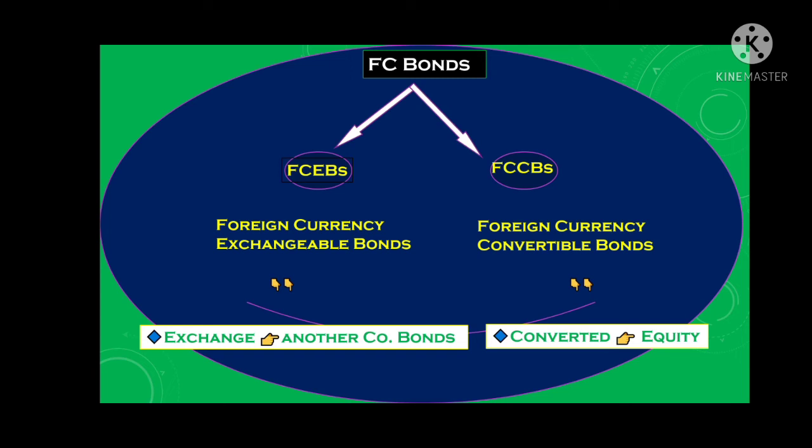Now what are these bonds? Basically, FCEB bonds are foreign currency exchangeable bonds, right? Whereas FCCB are foreign currency convertible bonds. Now what are these bonds? In simple words, foreign currency exchangeable bonds are the type of bonds which can be exchanged with bonds of another company. Means these bonds are in foreign currency and can be exchanged with bonds of another company.